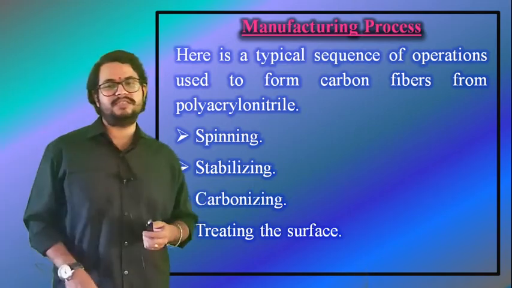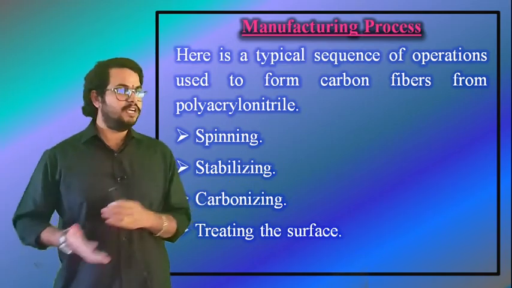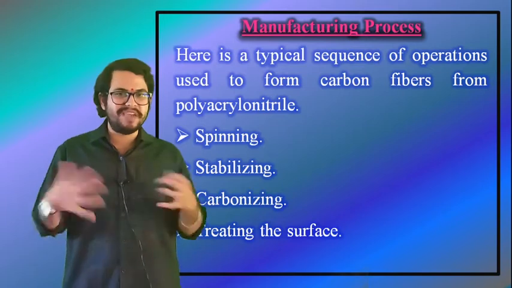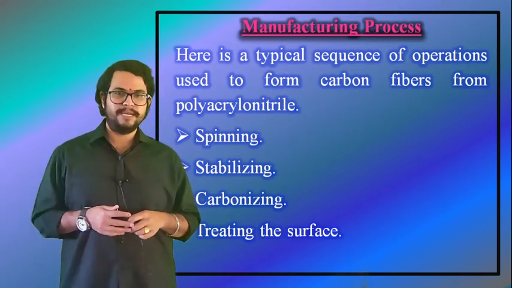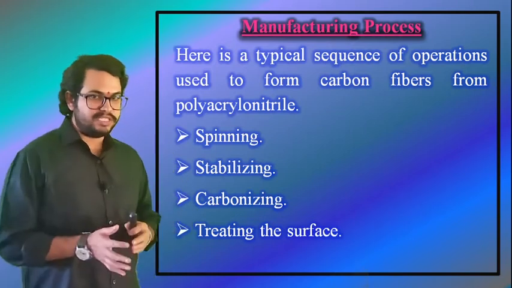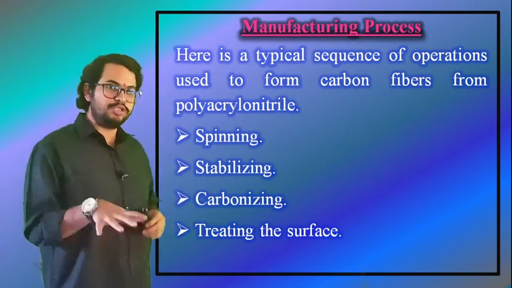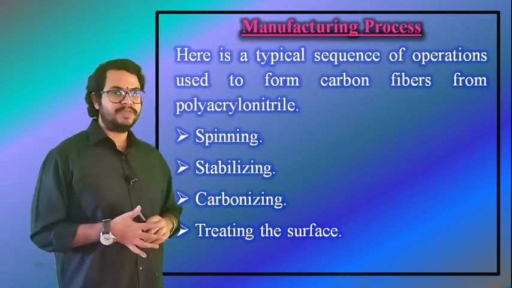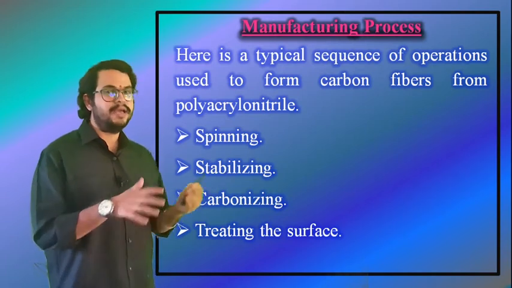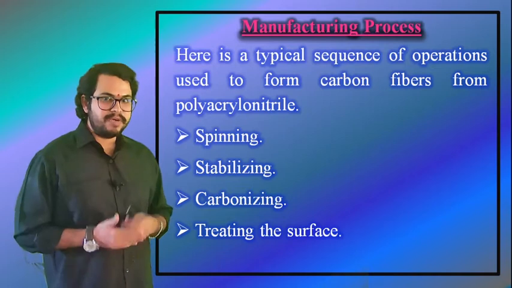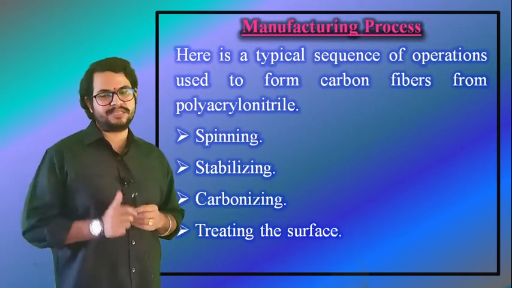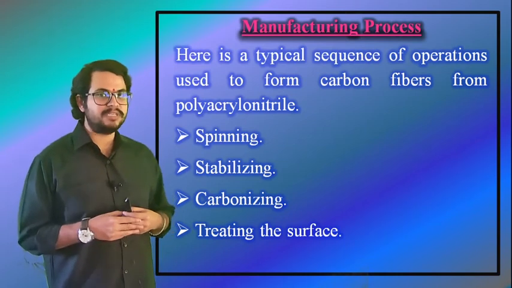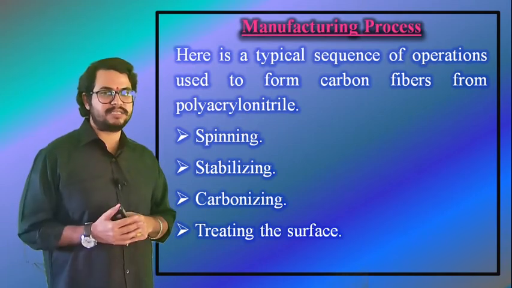And next, here in this list I couldn't include it, but it is sizing. After the surface treatment, the fibers are coated to protect them from damage during winding or weaving. This process is called sizing. Okay, coating materials are chosen to be compatible with the adhesive which is used to form composite materials. Typical coating materials include epoxy, polyester, nylon, urethane, and others. The coated fibers are wound into cylinders called bobbins.